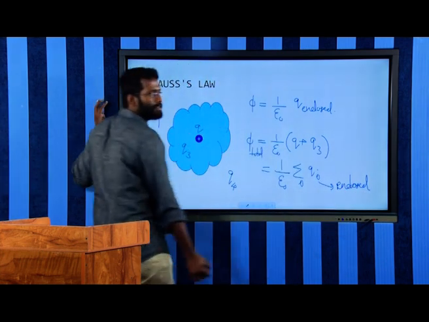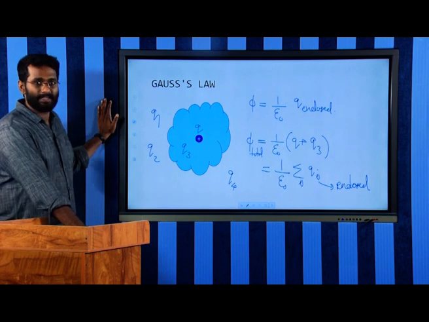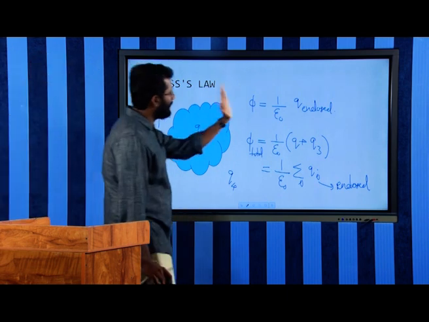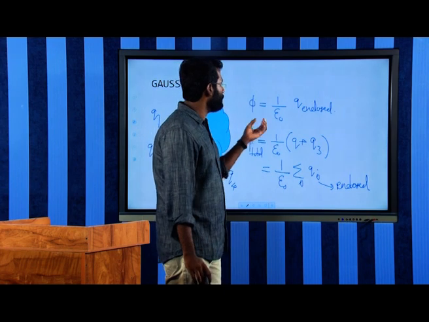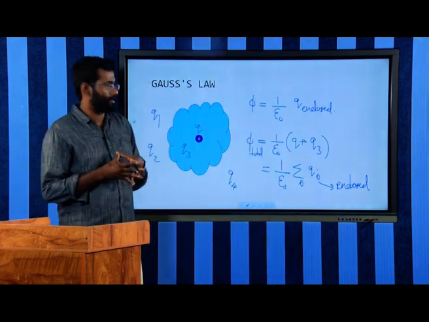This is what Gauss's law states. If we want to calculate the flux over a closed surface, then that flux is equal to 1 by epsilon 0 times the total charge enclosed.